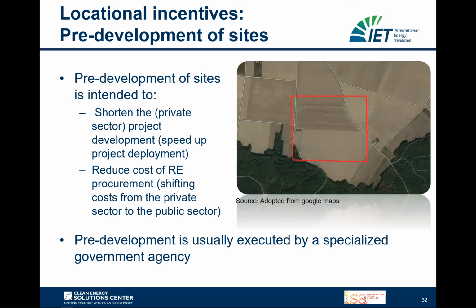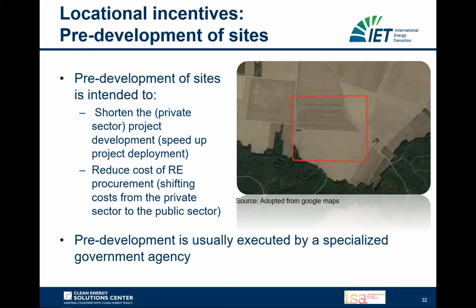Last but not least, and probably the most straightforward, but also the most complex approach, is to pre-develop sites by government agencies. The idea is really to say, either you have a plot of government land that you can use, or you say this is an especially good area for solar PV development because we have easy grid connection, good solar resources, and so on. And by having these sites pre-developed, you can actually shorten the private sector project development lead times and thus speed up also the deployment of solar PV.